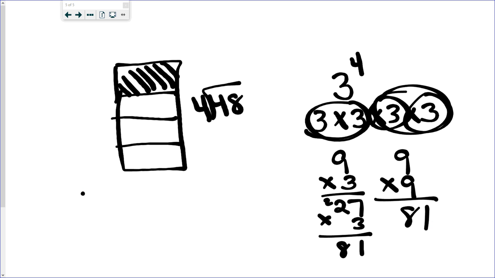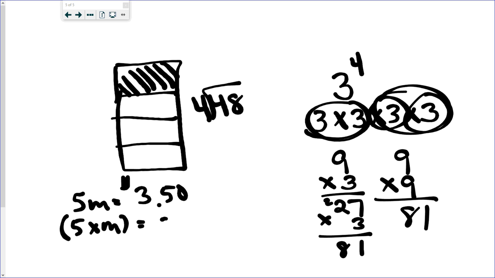Remember, if you have something like this, 5M equals $3.50. This is the same as 5 times M equals $3.50. Okay, so that's just because X can look weird. Somebody might think this is 5xm, but it's not. It's 5 times m. All right, so just remember that when you're doing things like number 19 on your work.